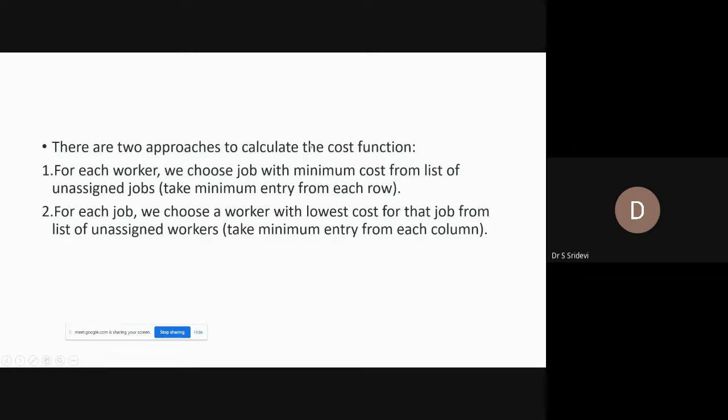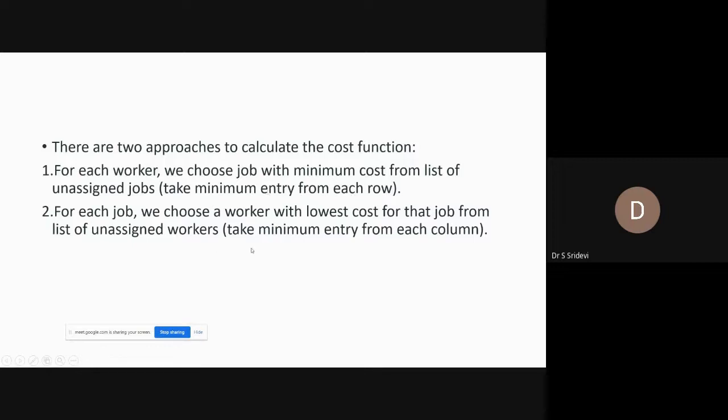In the fourth one, using branch and bound also, we have two different approaches. One is for each worker, or for each person, you have to select a job with the minimum cost from the list of unassigned jobs. I will explain you later. That is, you have to take the minimum entry from each and every row. This is the first approach.